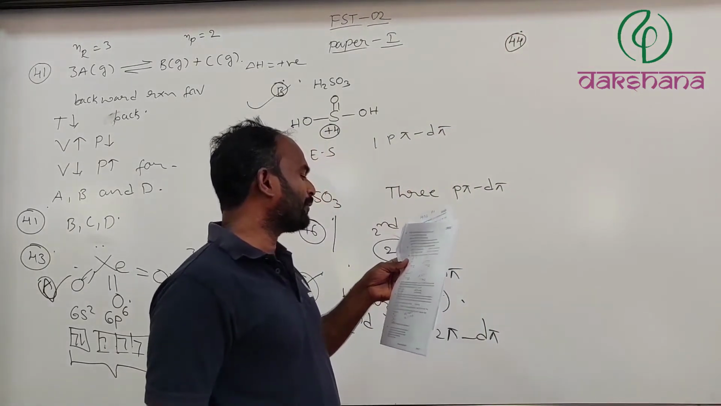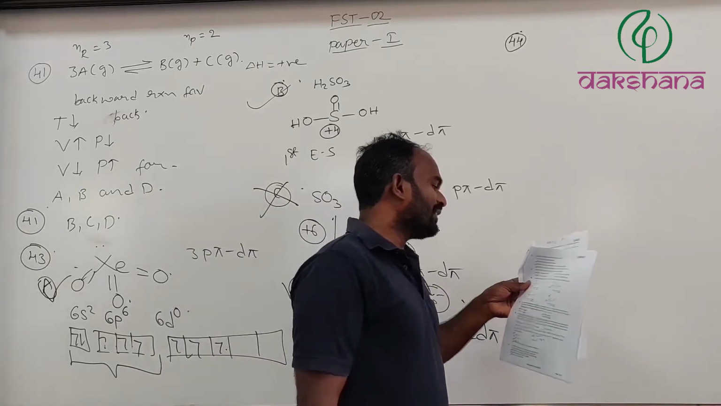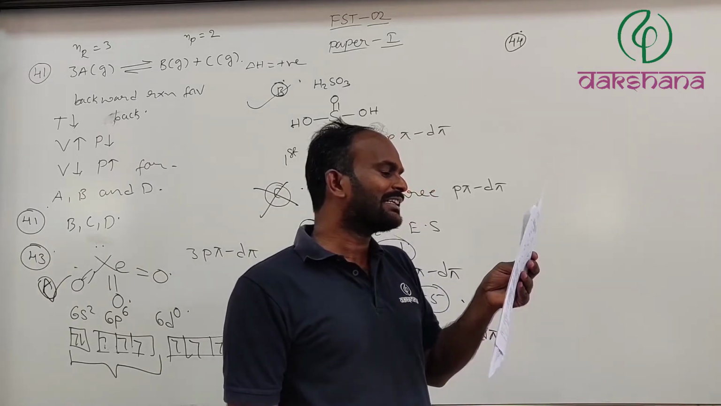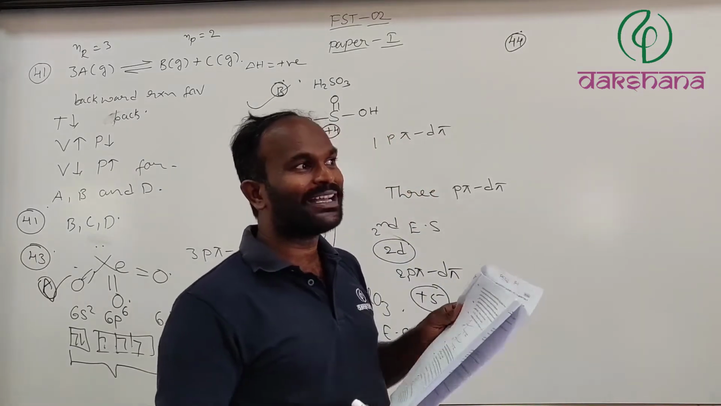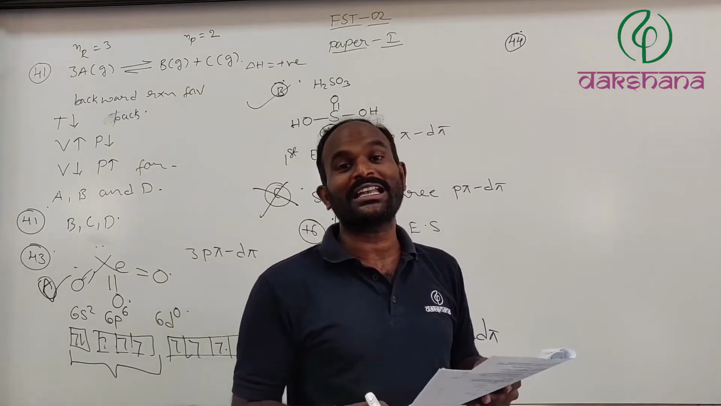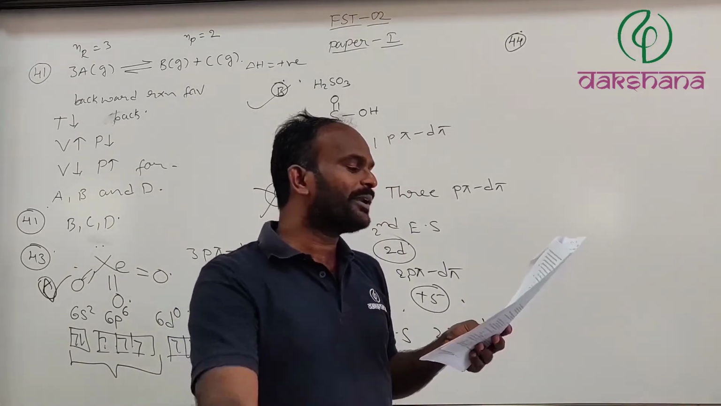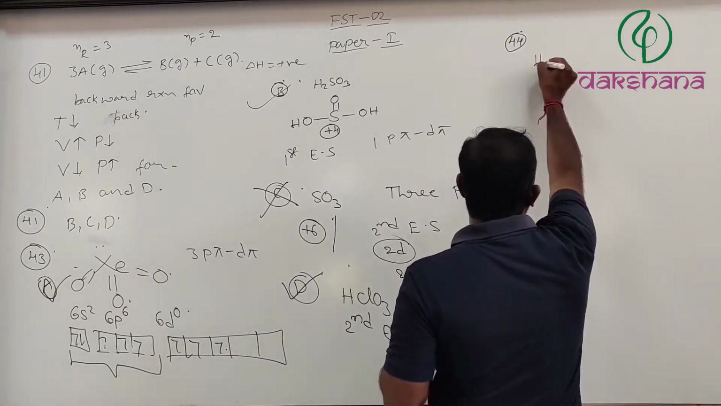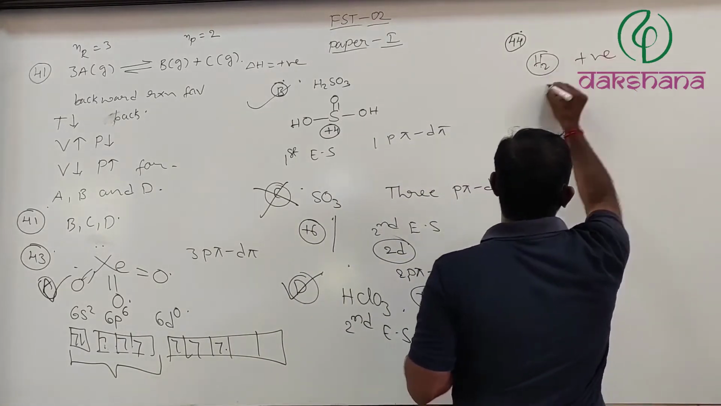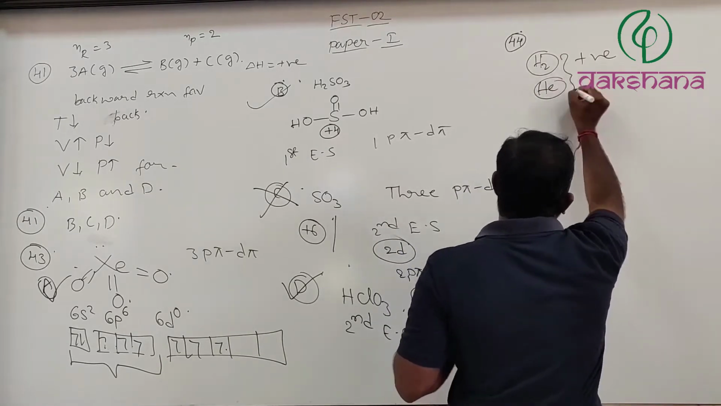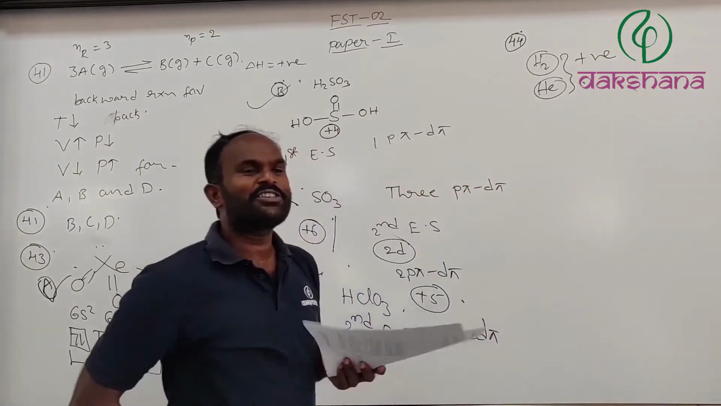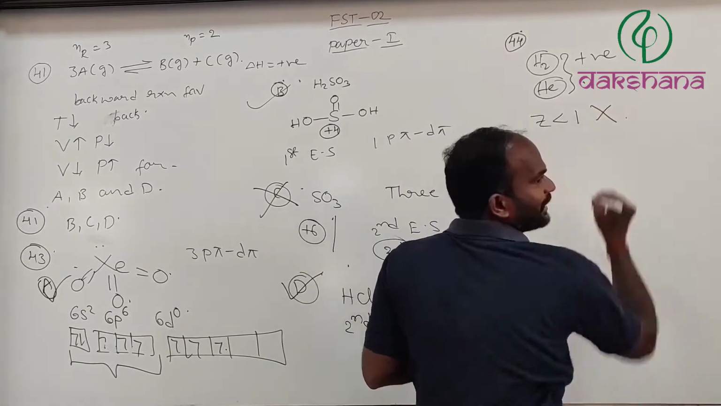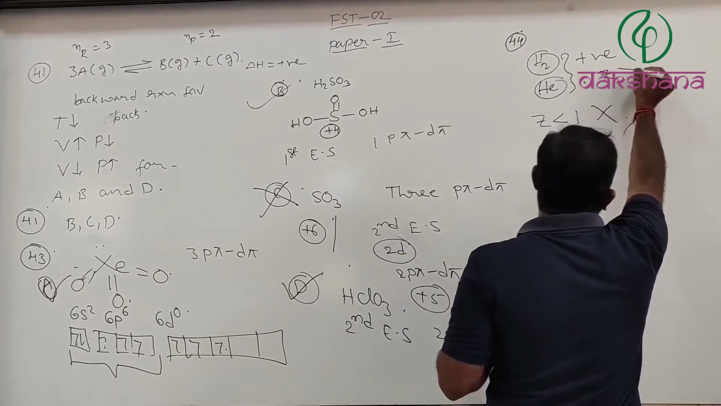Next, question number 44. At Boyle's temperature, the graph of Z versus P is drawn for hydrogen. Select the incorrect graph. Boyle's temperature is the temperature at which the gas behaves as an ideal gas, so we can call it Boyle's temperature. And hydrogen gas is a positive deviation gas. Hydrogen as well as helium are always positive deviation gases, which never have a Z value less than 1. It is impossible. Always a Z value greater than 1 is the only possibility.